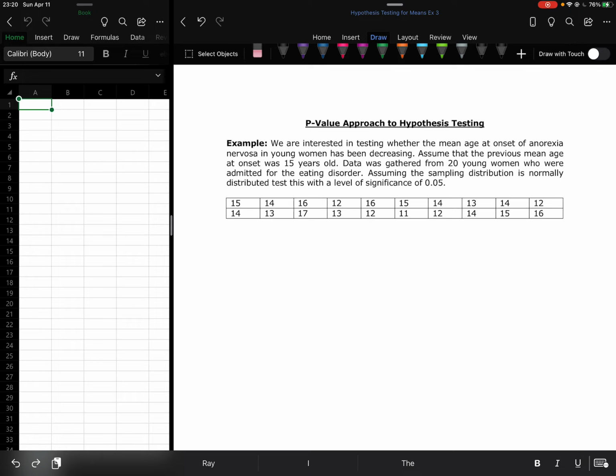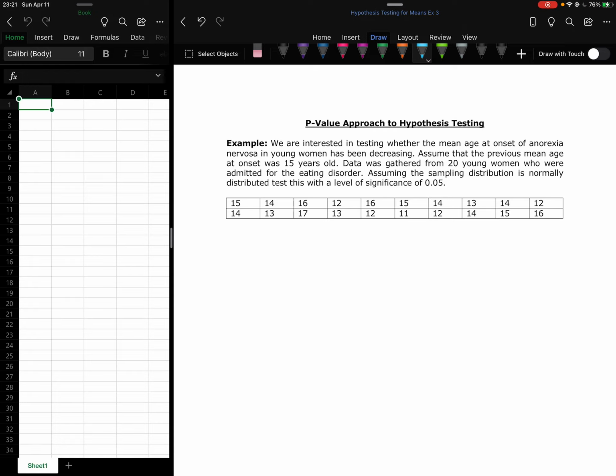So the example states that we are interested in testing whether the mean age at onset of anorexia nervosa in young women has been decreasing. Assume that the previous mean age at onset was 15 years old. Data was gathered from 20 young women who were admitted for the eating disorder. Assuming the sample distribution is normally distributed, test this with a level of significance of 0.05.